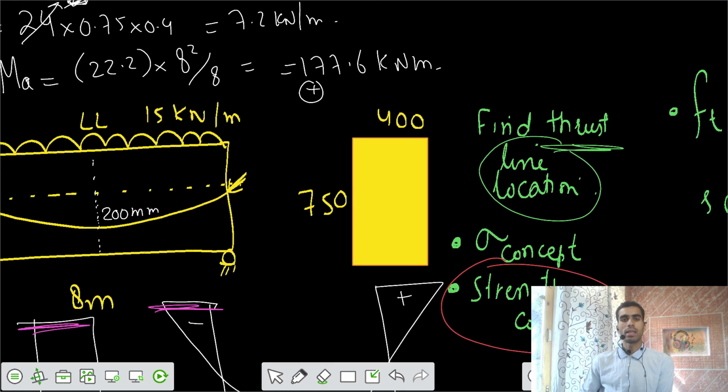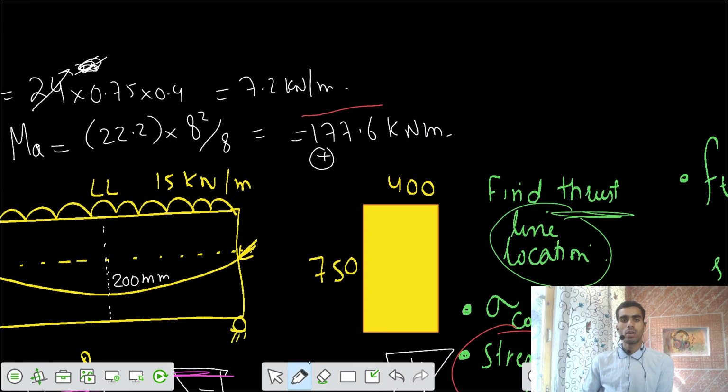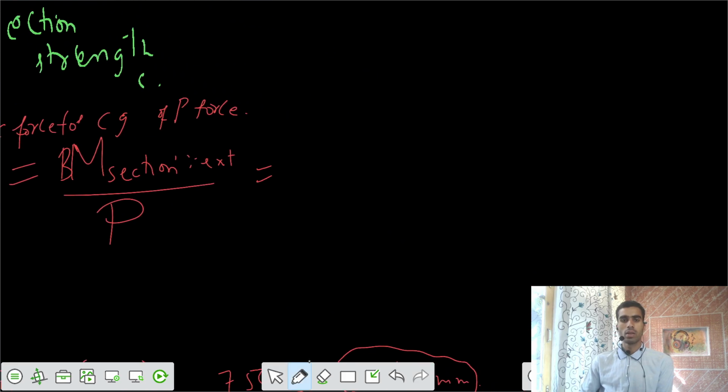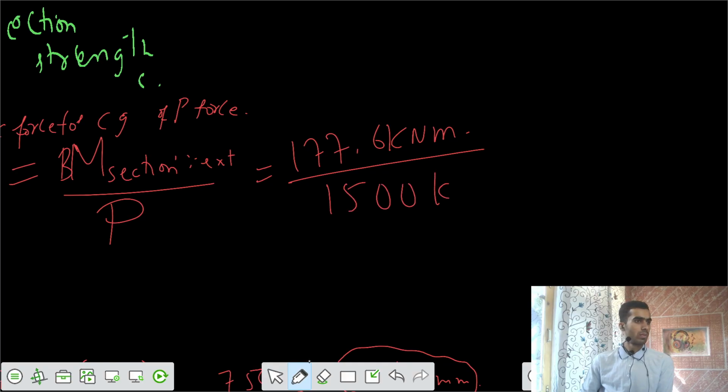What is the bending moment at that section? It is this one, because of the external loads, 177.6 kilonewton meter. If I take this value, 177.6 kilonewton meter, and divide it by the pre-stress force, your pre-stress force was 1500 kilonewton, this value comes out to be 118.4 millimeters.